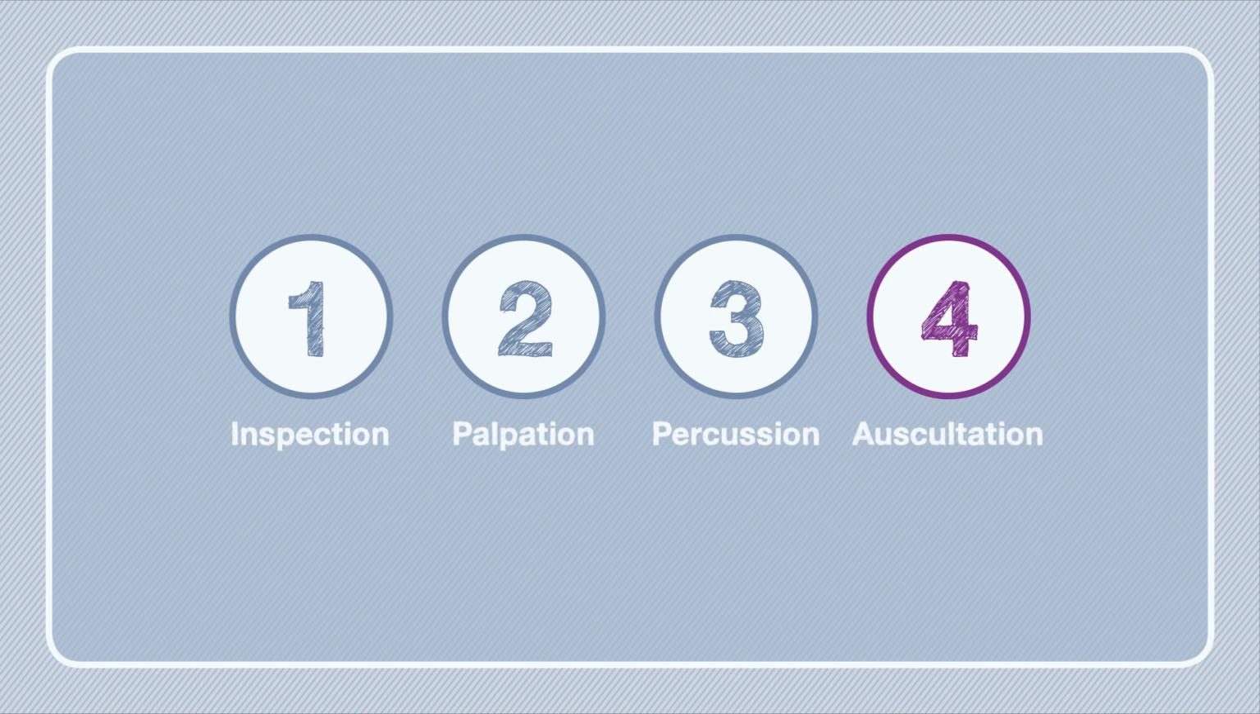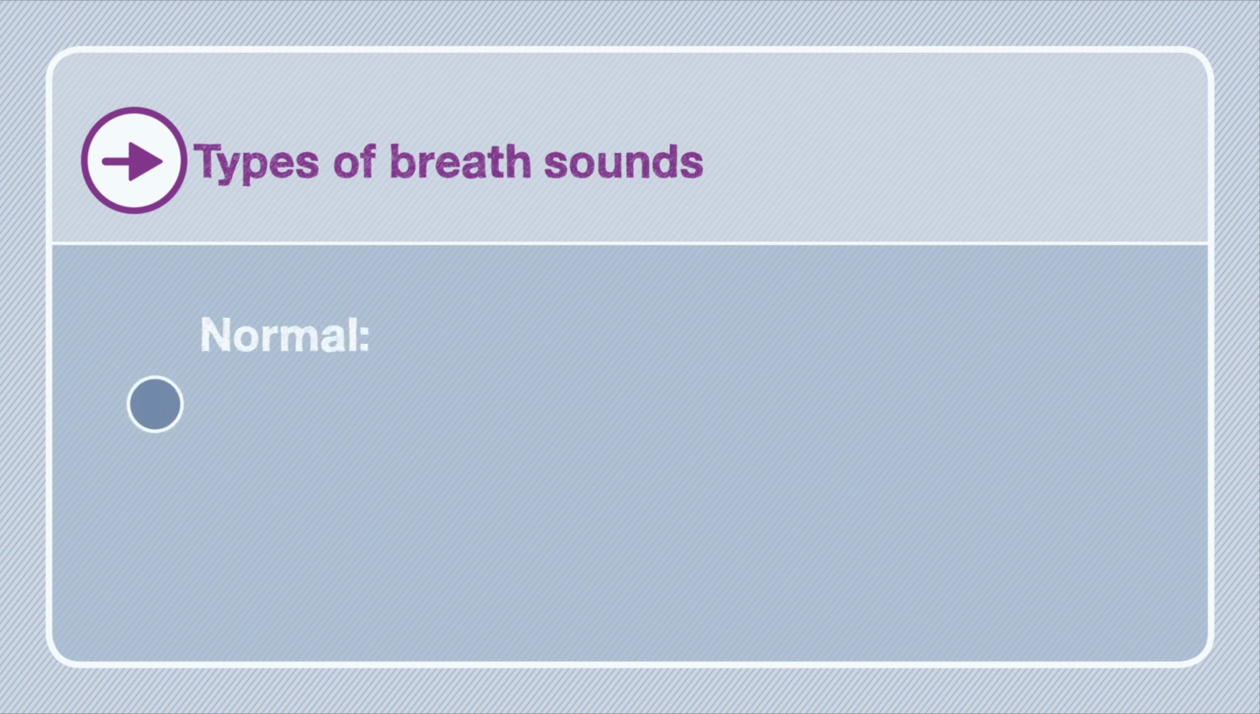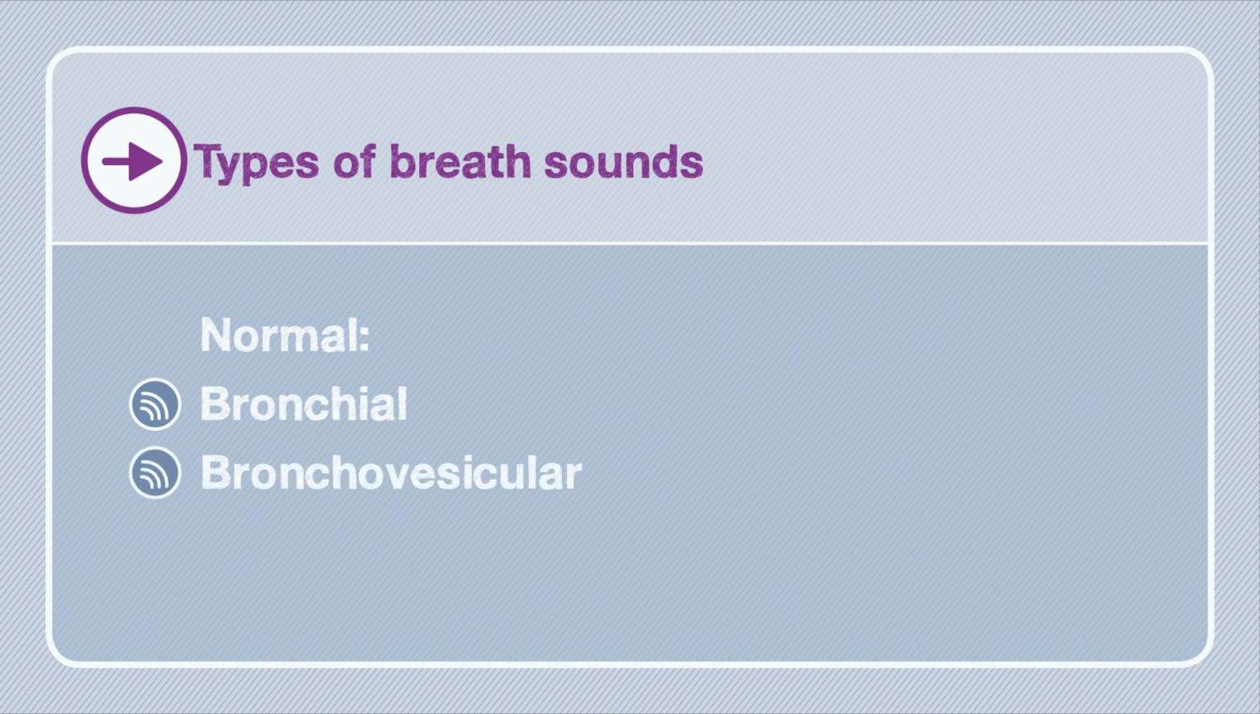Stage 4. Auscultation. The types of normal breath sounds you might hear are bronchial, which are high and loud and are heard over the trachea and larynx, bronchovesicular, which are moderate in pitch and heard over the major bronchi where fewer alveoli are located, and vesicular, low and soft, and heard over the peripheral lung fields where air flows through smaller bronchioles and alveoli.